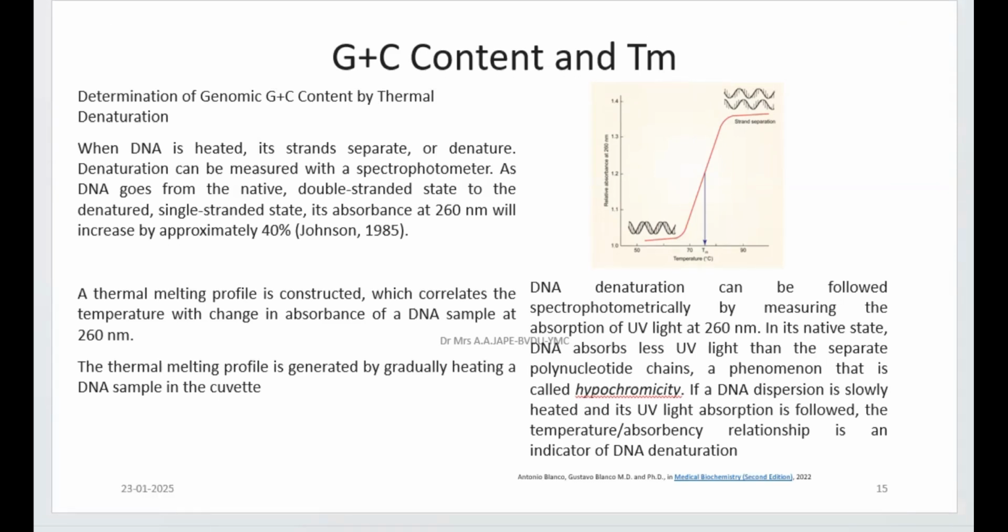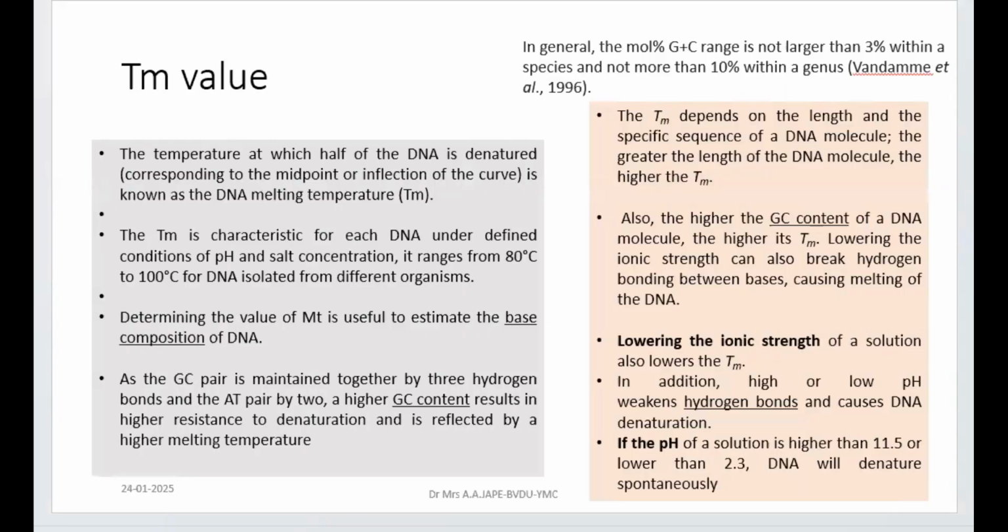So let's discuss that. When I say the temperature at which half of the DNA is denatured, in short, it is the inflection point of the curve that you obtained. When you are plotting a graph of temperature versus absorbance at 260 nanometers, your DNA is undergoing melting, and at specific intervals and specific temperatures, you are jotting down the absorbance and it is plotted.